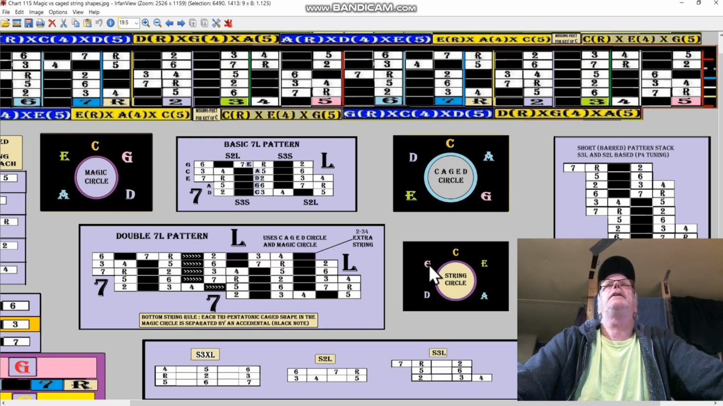So where would that C be located? It would be located in the G box. Here's the G box. Okay, where's the 3? Right there. There's no other cage shape other than the G shape that has the 3 on the second string in that position. Okay?